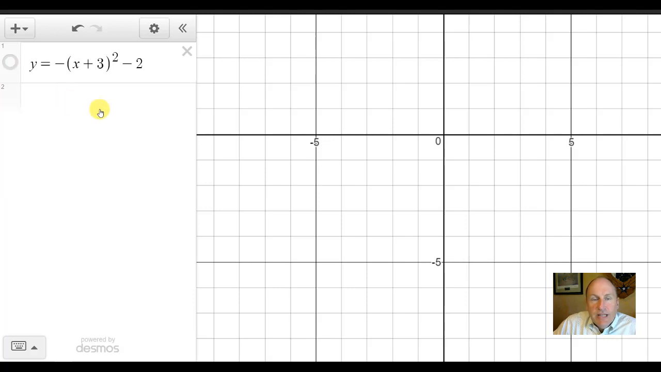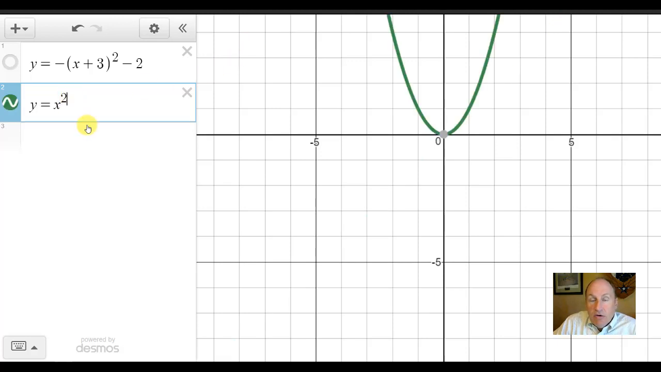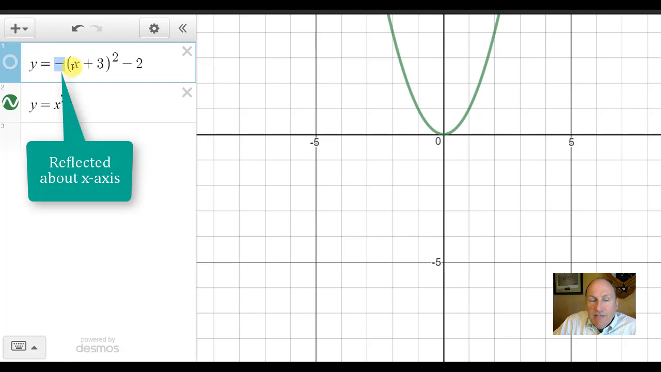Let's take all this and put it together. So I have a function like y equals negative quantity x plus 3 squared minus 2. And I want to analyze it and graph it, analyzing the transformations. Well, first of all, I have to identify the parent function. This is a second degree or quadratic function, so the parent function is y equals x squared. That's the parent. From the parent, we've done a lot of things. You can kind of go from left to right on this. We reflected it about the x-axis because the negative sign is in front of the grouping. So the negative sign will reflect it about the x-axis.